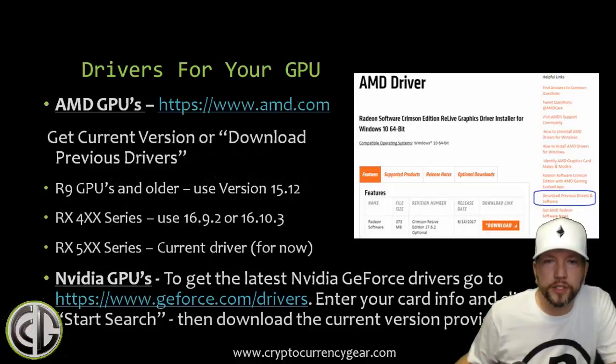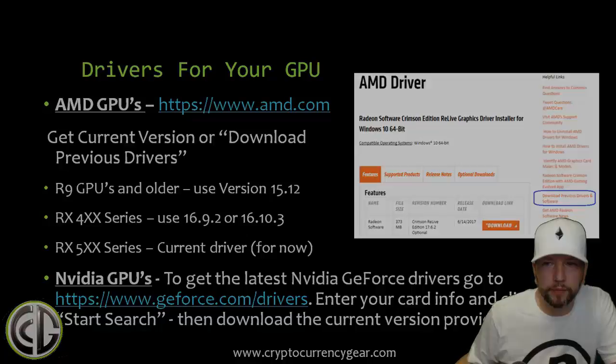For your drivers, for AMD cards, you're going to go to amd.com. You can get the current version or download previous drivers. I've listed here which drivers you want to use based on your card. So if you have an R9 or older, use 15.12. If you have an RX 400 series, use 16.9.2 or 16.10.3. And if you have a 500 series, just use the current driver. For Nvidia GPUs, and this is what I'm going to actually go through in detail for this guide, you are going to go to geforce.com/drivers, enter in your card info, and just get the current version.